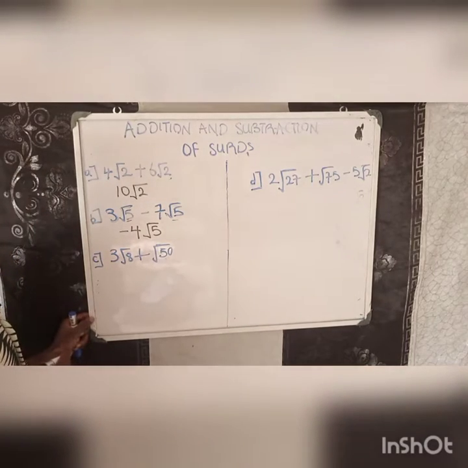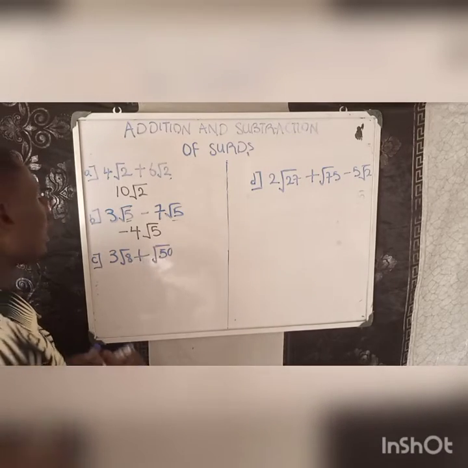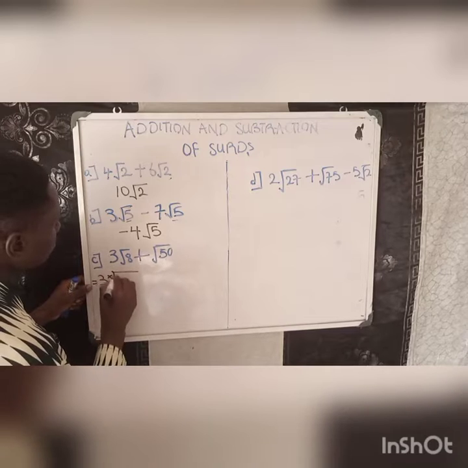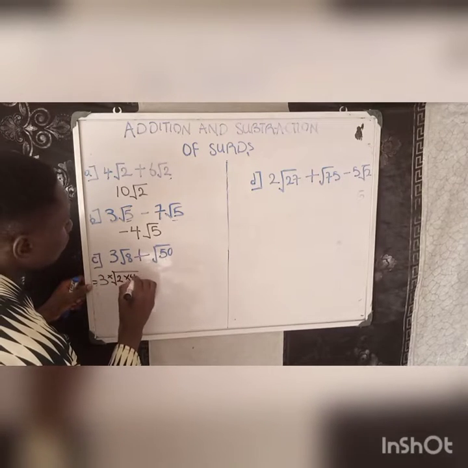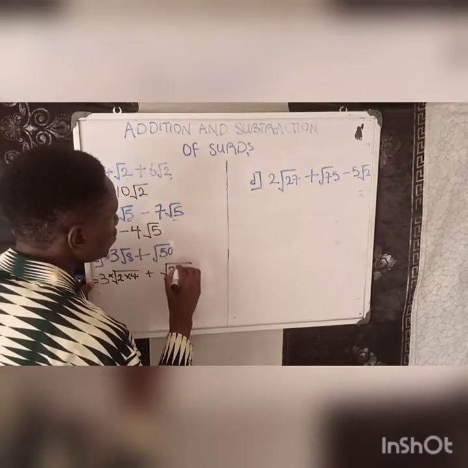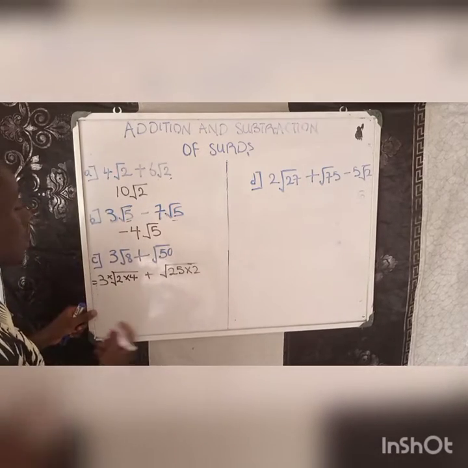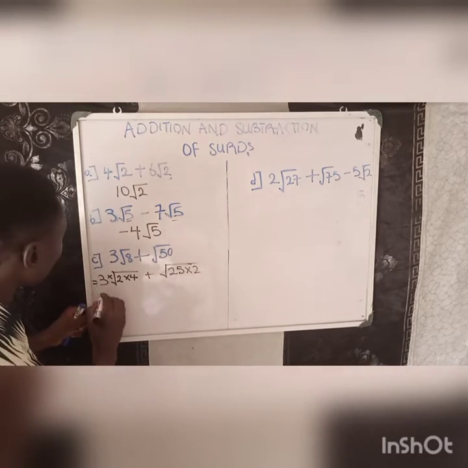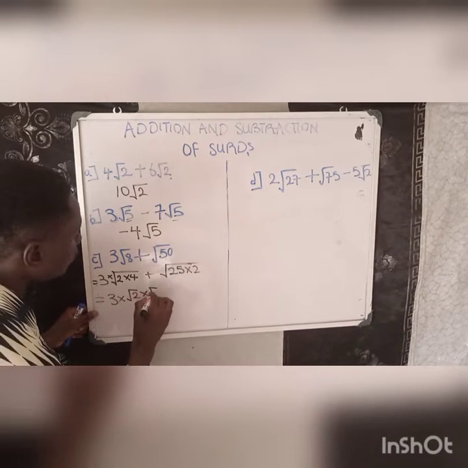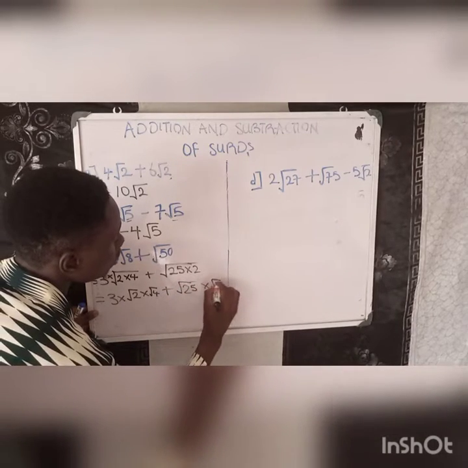Now let's move to the next question. We have to make these two surds similar. Now let's break this down. This is equal to 3 times root 2 times 4, plus the square root of 50. 25 is a perfect square and it can divide 50. So we have 3 times, we can split this, root 2 times root 4, plus square root of 25 times square root of 2.